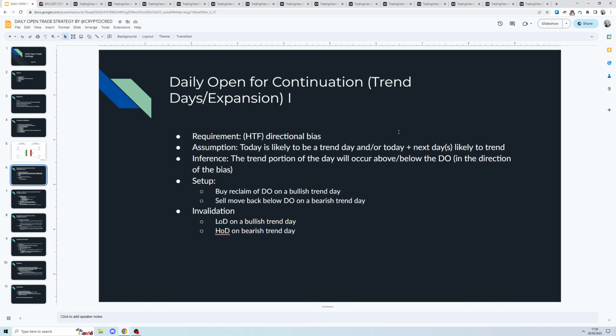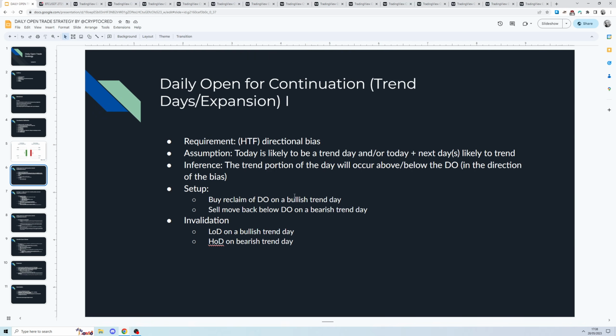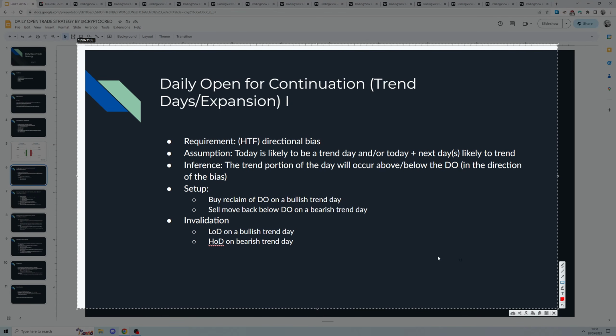So consider the following. If we took this in the most literal sense, let's see if we can bring this up. Okay, doesn't matter. Let's say you have this. You're taking this literally, and it's quite nice we have it on the page anyway. So this is your daily open, okay? And let's say you don't have a directional bias, and you're only following the setup portion of buy a reclaim of the daily open or sell a move back below the daily open.